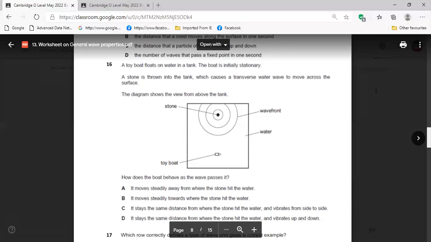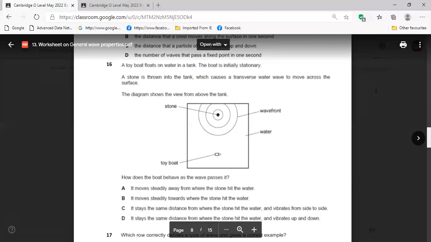You got that if the wave transfers energy, the particles stay in their place, right? Yes, sir. Particles vibrate from their place, but they don't change their position. Is it clear? Yes, sir. So from that idea, we got the first part of this: it stays the same distance from where the stone hit the water.